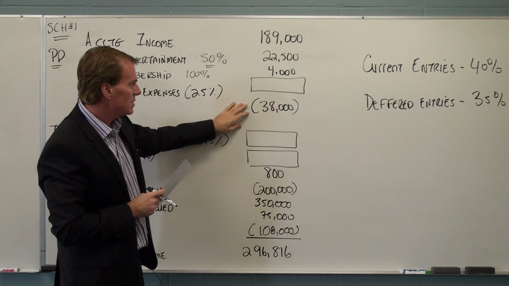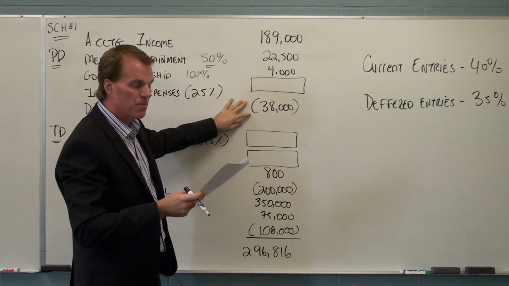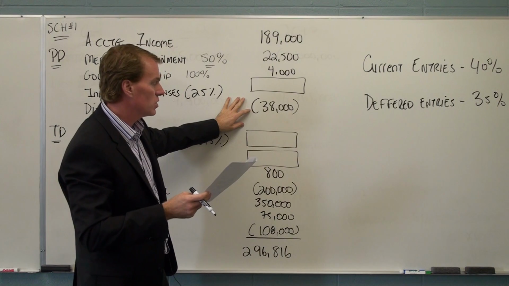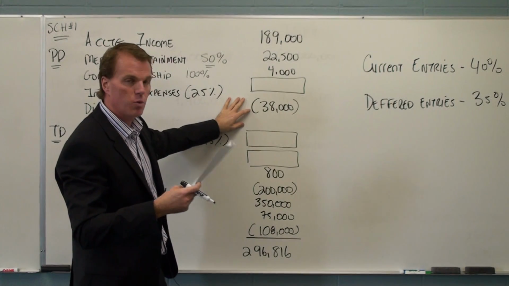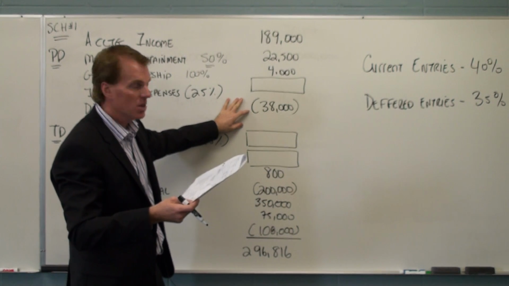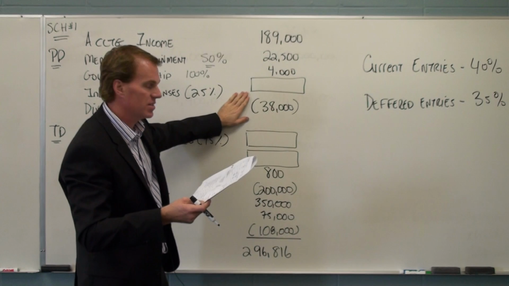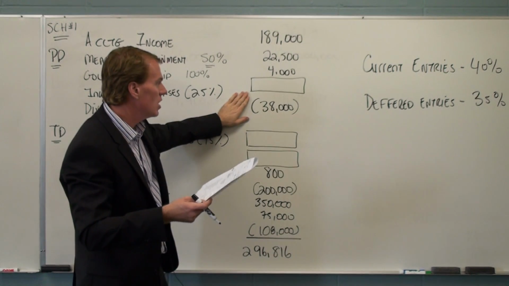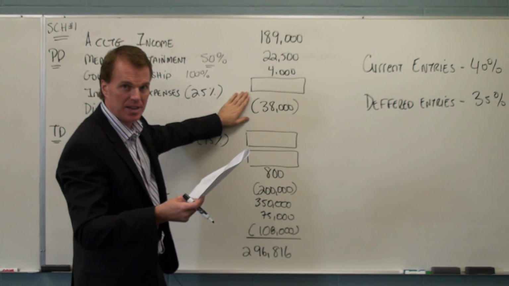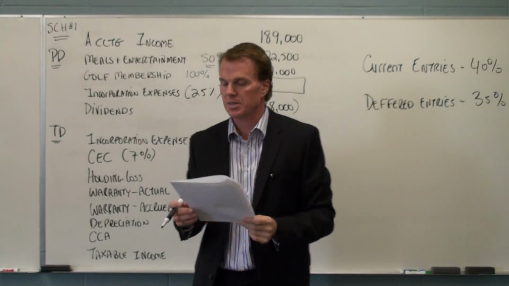The dividends, I'll move down to the dividends here. Dividends are paid by another company in Canada to our company. And if we were to pay taxes on those, that would result in double taxation. So in this case, we're actually going to subtract out the $38,000 of dividends we received, so we don't pay taxes on that. So that's 3 of our 4 permanent differences.